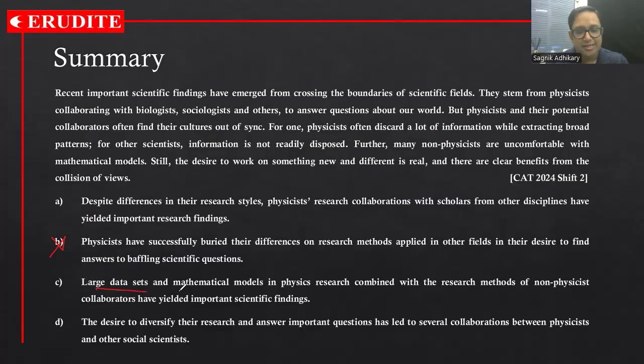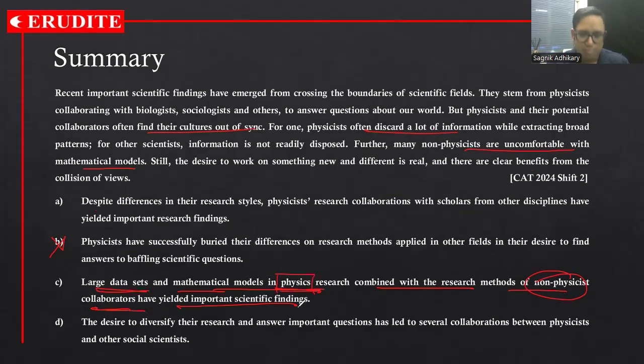Option C tells us large data sets and mathematical models in physics. This refers to the problems, the hurdles, why physicists find the cultures of their field versus that of others out of sync. One, because physicists often discard a lot of information, large data sets. And the second is non-physicists are uncomfortable with mathematical models in physics research. So large data sets and mathematical models in physics research combined with research methods of non-physicist collaborators have yielded important scientific findings. Again, this is a bit more inclusive than option B because it does talk about non-physicist collaborators.